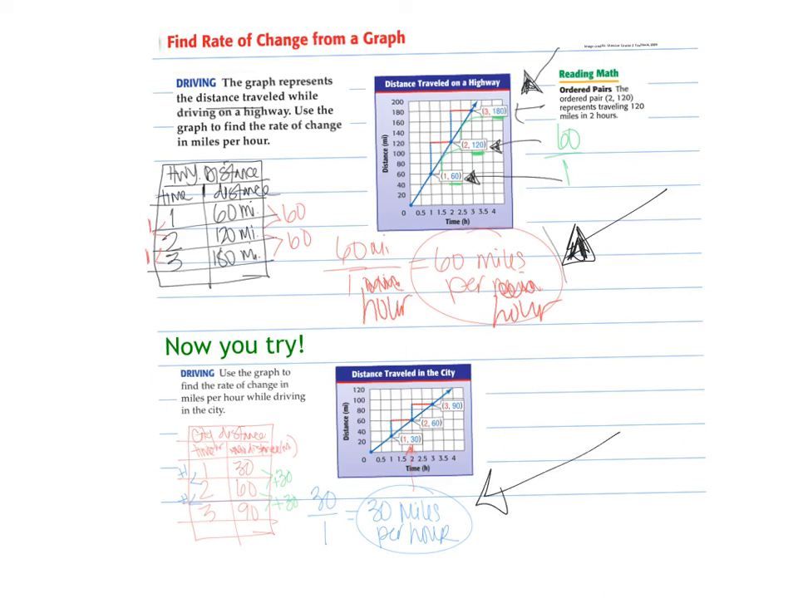In the city, we can go 30 miles in an hour because on the freeway, obviously, we can go faster with less stopping, and in the city, we are stopping more.